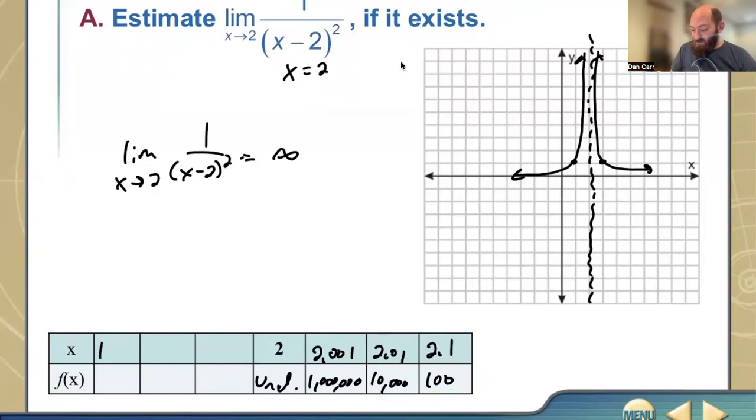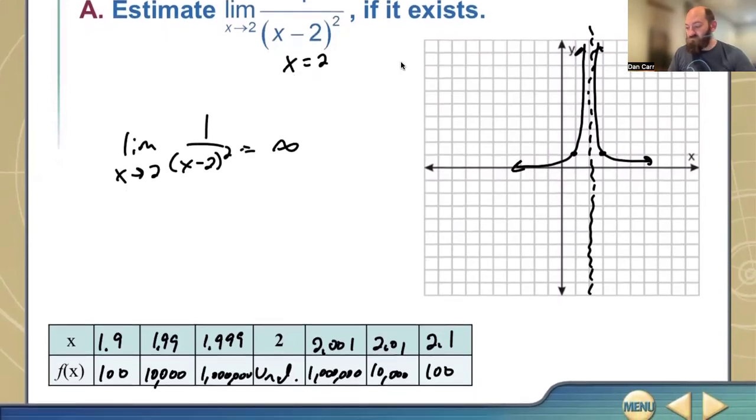From the left-hand side, it's 1.9, then 1.99, and 1.999. I see the same thing. It's going to be at 100, then 10,000, and then 1 million. So it's going to keep going up and up and up like that. Okay.